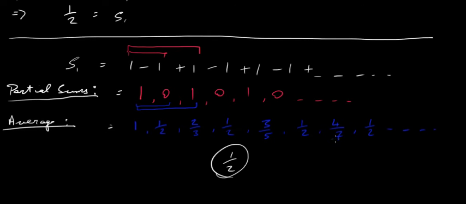Every second one here is a half, and every other one then is getting closer and closer to a half. You have 2/3, 3/5, 4/7. You're getting closer and closer to a half as well. So the series here converges to a half.